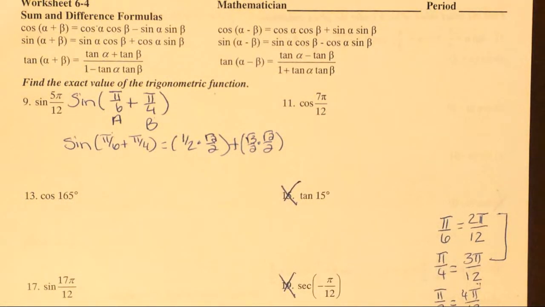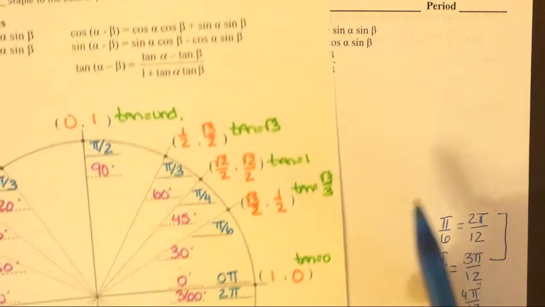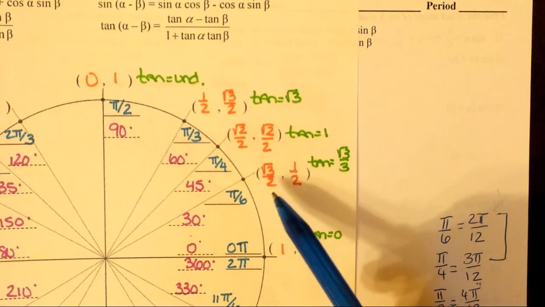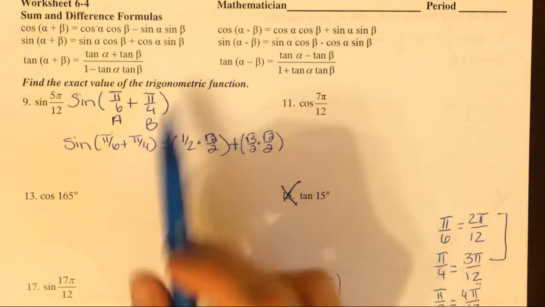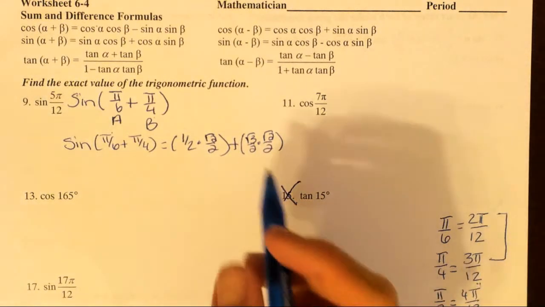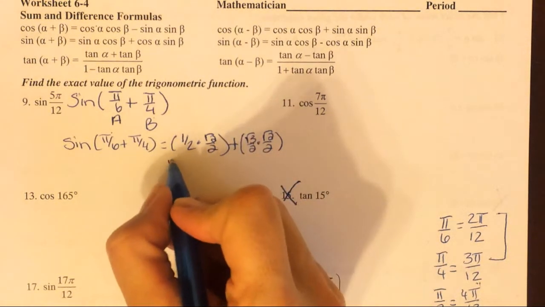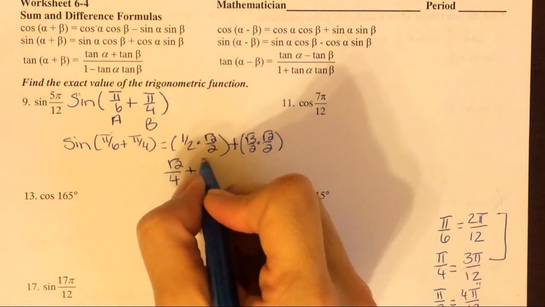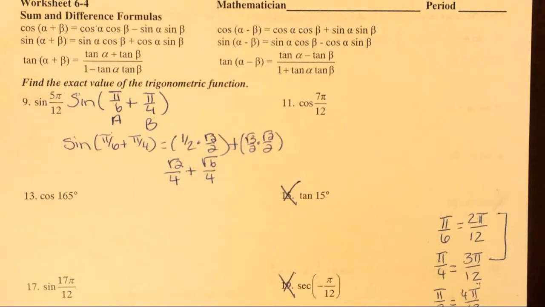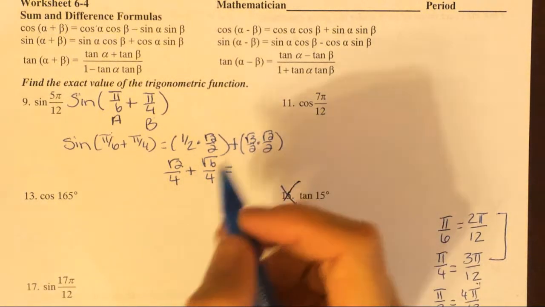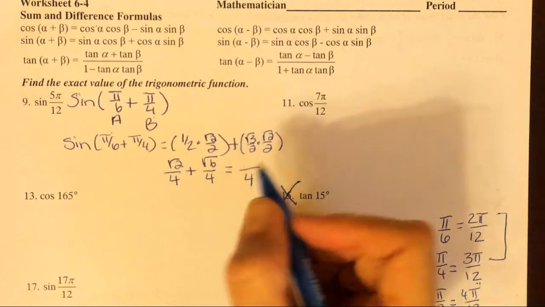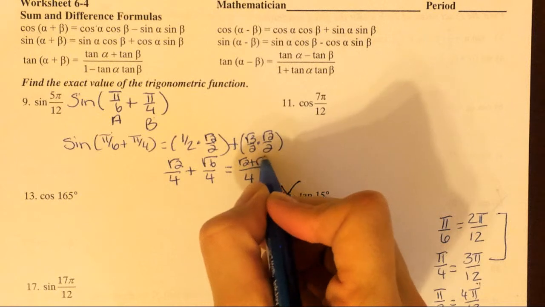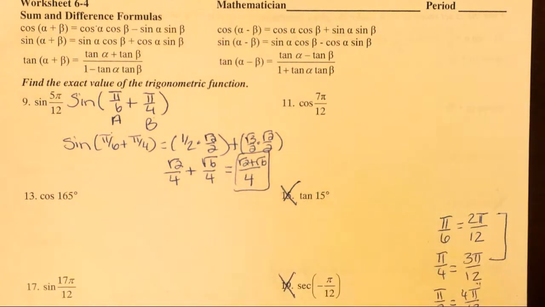So all you're doing right now is going on your circle, and everywhere it says sine, you're writing down the y values, and everywhere it says cosine, you're writing down the x values. That's it. Now we're going to do some multiplication and then some addition. When you multiply fractions, we multiply top times top and bottom times bottom. Do the same thing over here. When we add fractions, we need a common denominator, which is what I have. Root 2 plus root 6, those are not like terms, so we write them side by side, and we're done.